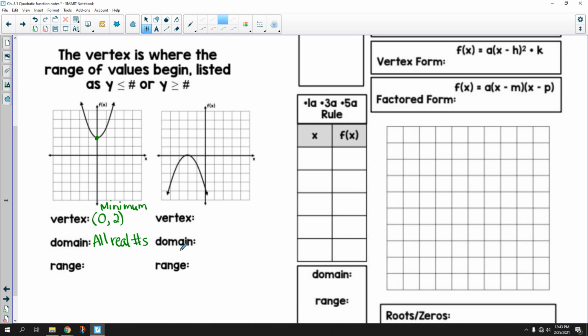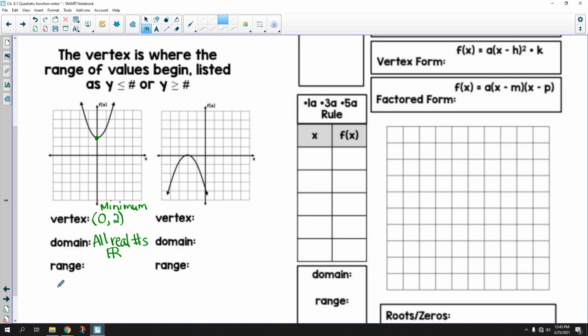Now you could also write the symbol like this. Thanks for letting me know. I'm actually recording from a different way, so it should be okay. So this symbol here is also known as all real numbers, okay?